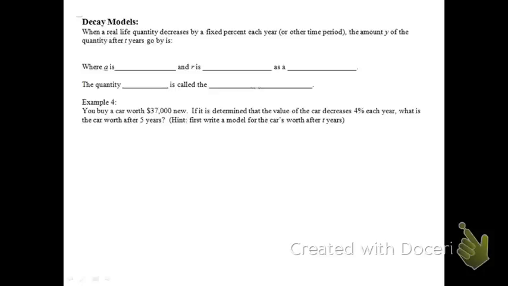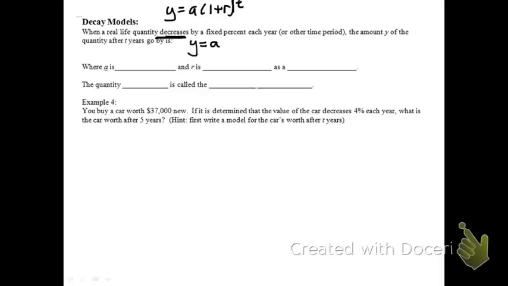The last examples I'm going to show you are decay models, and these are actually very similar to exponential growth models. If you recall, when we had exponential growth, it was y equals a times 1 plus that percent change r to the t power. Now, when a real-life quantity decreases, and the key word here is it decreases by a fixed percent each year or other time period, the amount y of the quantity after t years is almost the same.